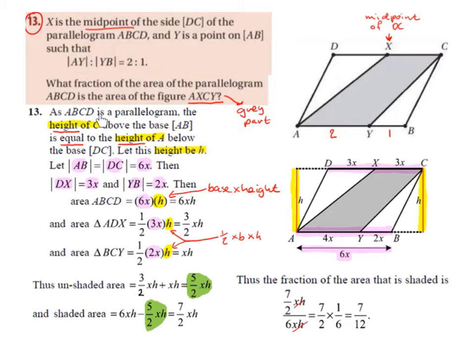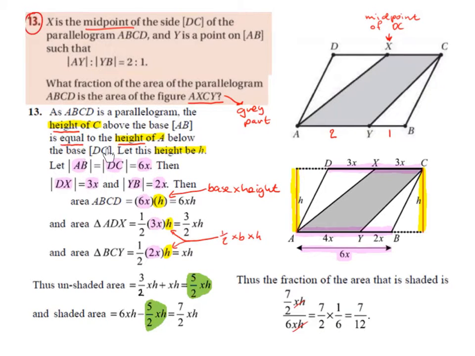So as ABCD is a parallelogram, the height of C above the base AB is equal to the height of A below the base DC. So the height of C, drawn here in yellow, the perpendicular height, is equal to the height of A, also drawn in here in yellow. Let this height be h, so we've labelled both of them as h, they're going to be equal.